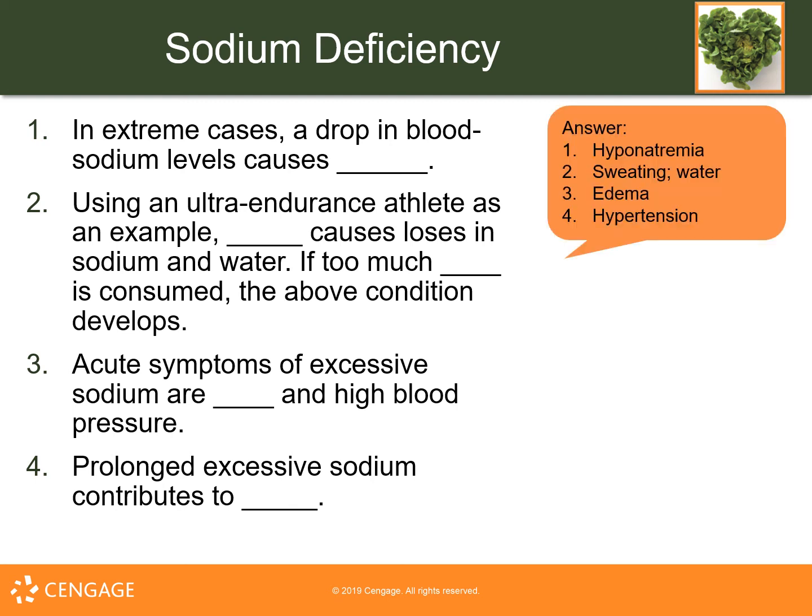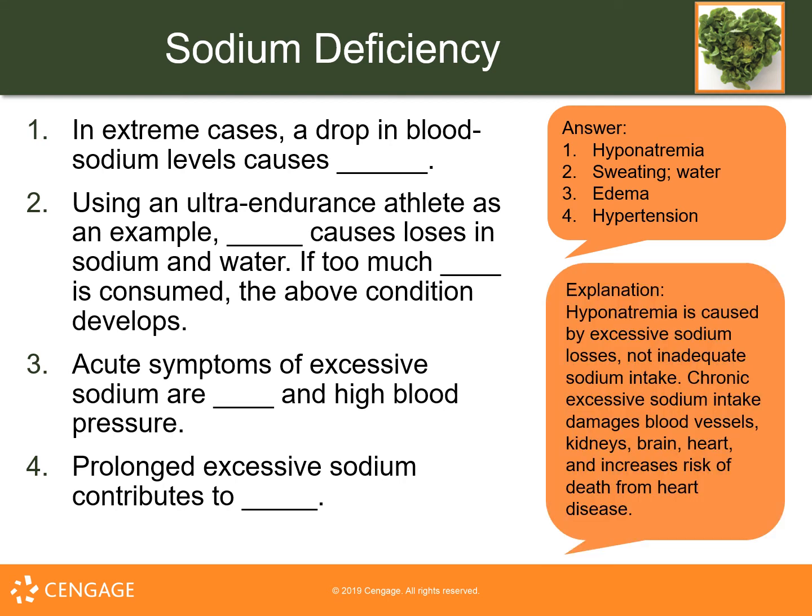In extreme cases, a drop in blood sodium levels causes a condition called hyponatremia, which I might have mentioned earlier. Using an ultra-endurance athlete as an example, sweating causes loss of sodium and water. If too much water is consumed, the above condition develops. Another name for it is water intoxication. Acute symptoms of excessive sodium are edema and high blood pressure, and prolonged excessive sodium contributes to hypertension, which is just another name for a condition where you have stabilized levels of high blood pressure.